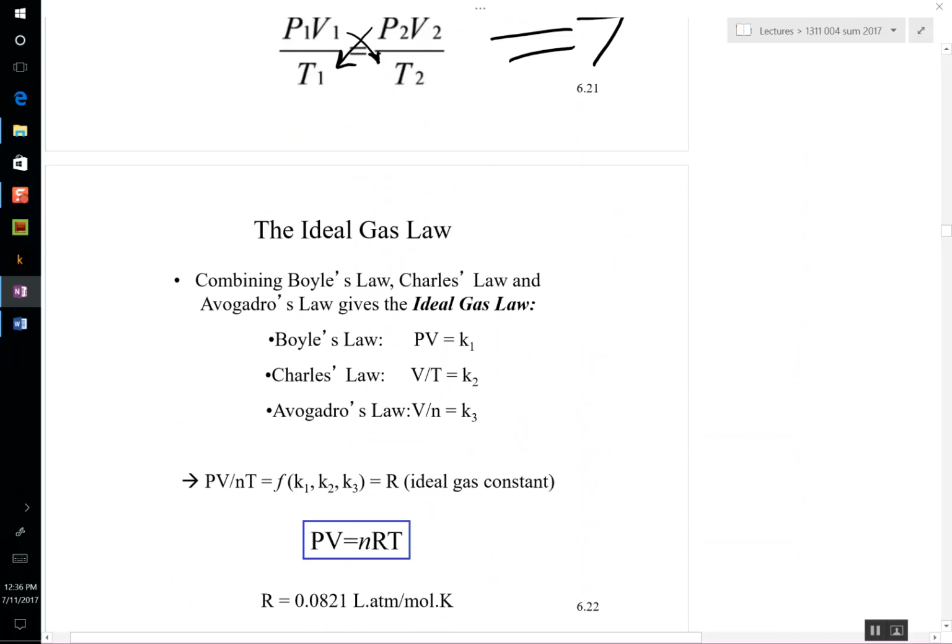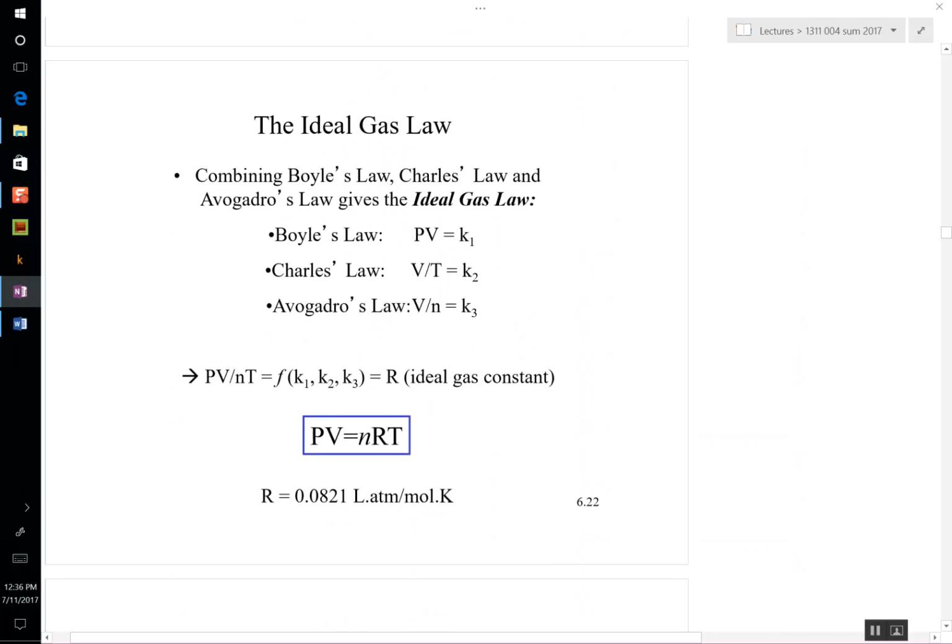All right, so now this is the granddaddy of them all in terms of combining the gas laws. We don't call it the combined gas law, we call it the ideal gas law. But what are we doing? We're taking Boyle's law, pressure times volume is a constant, temperature and the moles of gas are not changing. Charles' law, volume divided by temperature is a constant, pressure and the amount of gas are held constant. Avogadro's law, volume divided by the moles is a constant. And so we're bringing all of that together here.